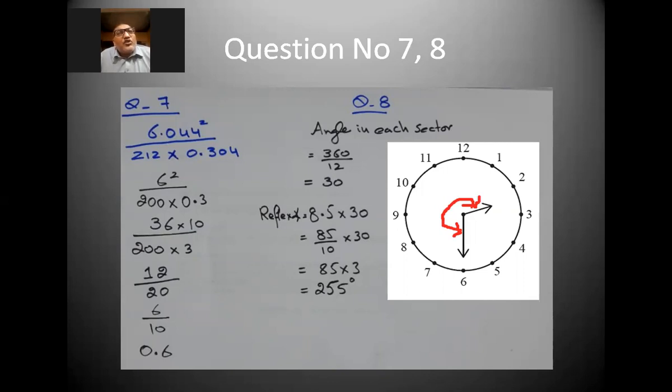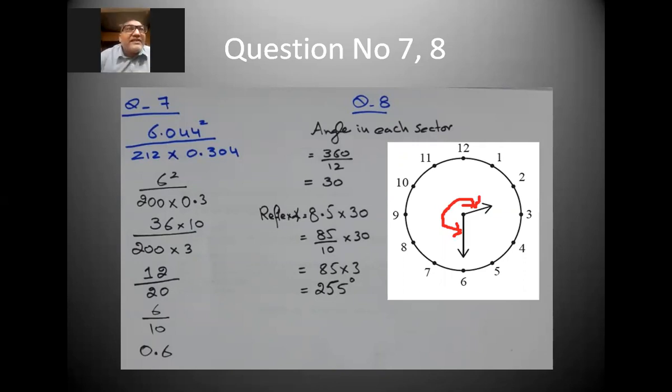So for 0.3, I will remove its decimal upstairs. In the place of the decimal, I will put 1, and after the decimal there is 1 digit, so I will put 10 upstairs after 1. So here I have 36 into 10 divided by 200 into 3. You can see that 0 and 0 cancel. 3 and 36 cancel with each other. So you are left with 12 divided by 20. Again, cut with 2, you will be left with 6 by 10.